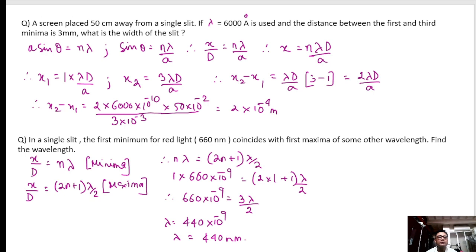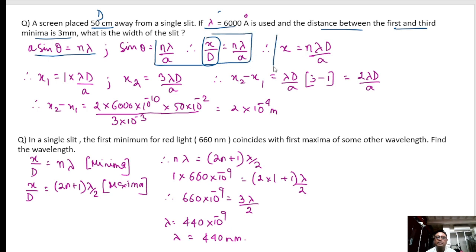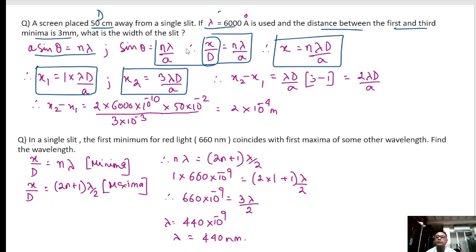A screen is placed 50 centimeter away, D I know, wavelength I know, and the distance between the first and third minima is asked. So this is the minima condition. First minima n equal to 1. Sine theta equal to n lambda by a. So x is this. Now first minima n equal to 1, second minima n equal to 2, and third minima is this. Now we find the difference between these. So putting the values, we get the answer.